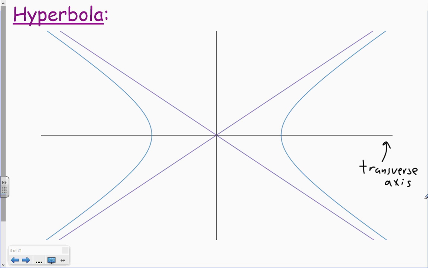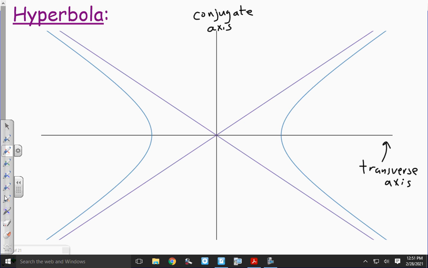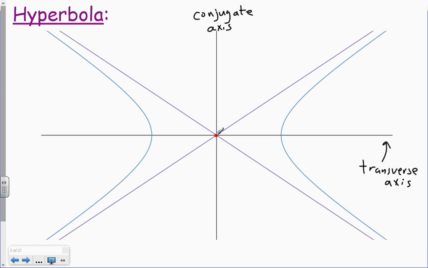The other axis that you see here is what we call the conjugate axis. So in this case, that's vertical. It is perpendicular to our transverse axis. It goes right through the center of our hyperbola. All right, along your transverse axis, we have some key points that we mark and name along the way. So let's start right here in the center. This point right here where our asymptotes and our two axes intersect each other, that is called the center of our conic, the center of our hyperbola.